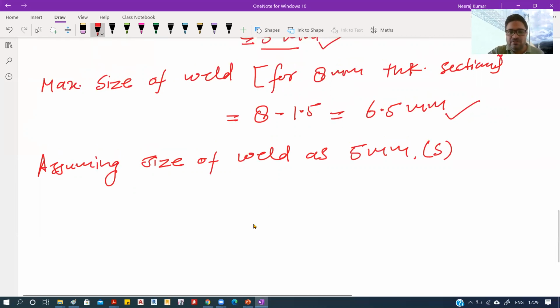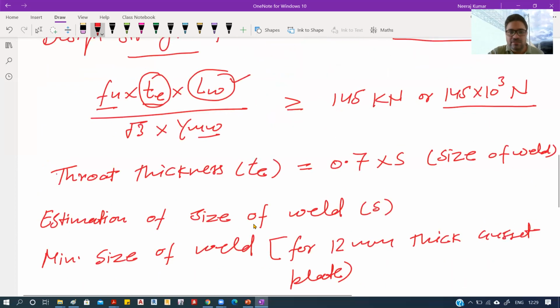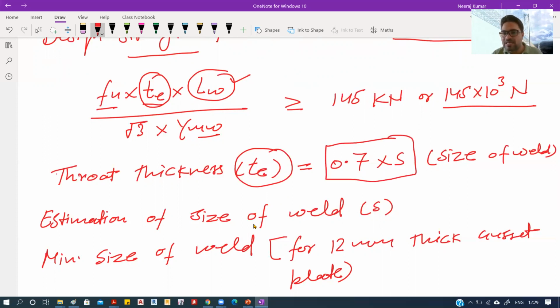So why were we calculating this size of weld? Basically to find out the throat thickness. Throat thickness depends on this formula, and in this formula S is included. And why are we required to find out TE? Because to get the value of LW. Basically our aim is to transmit this load. So for this load, how much length of weld will be required? Using this formula, we need all the values, like we need to have TE. So for the calculation of TE, we are finding the size of weld.